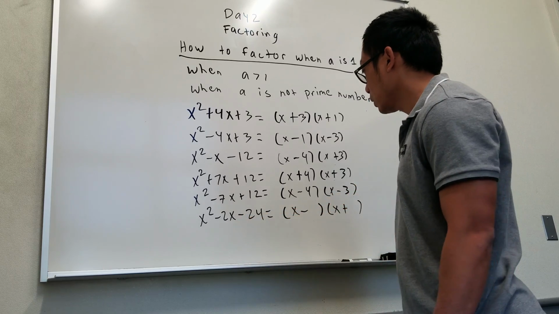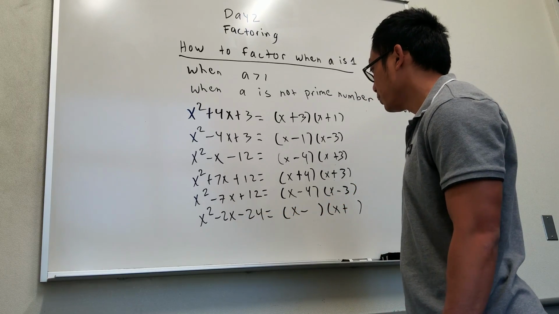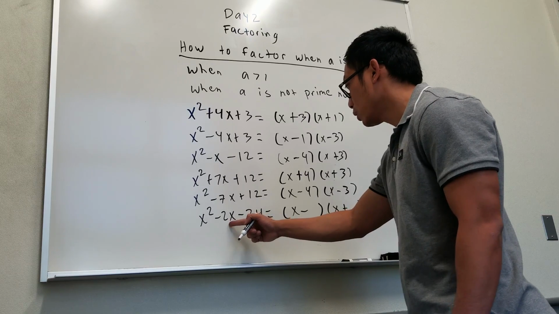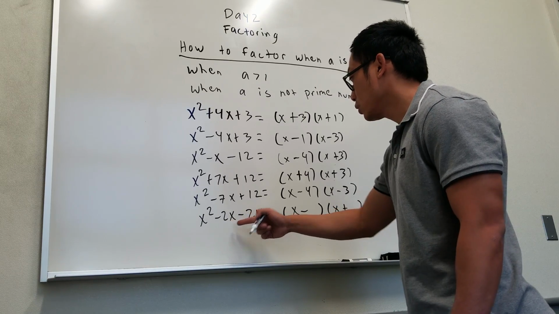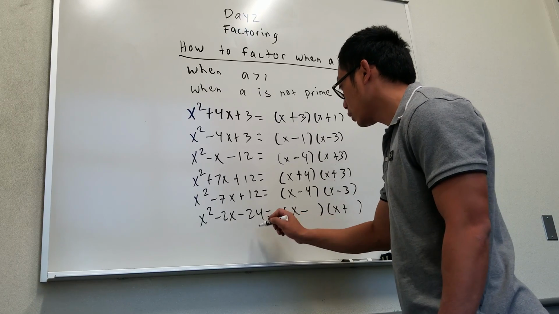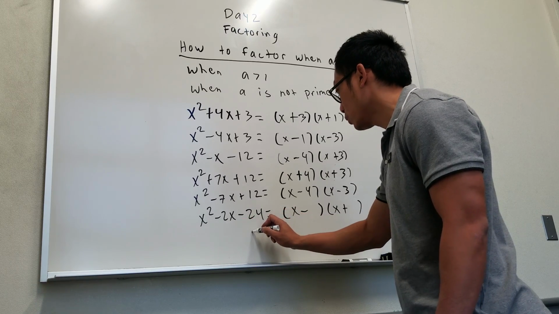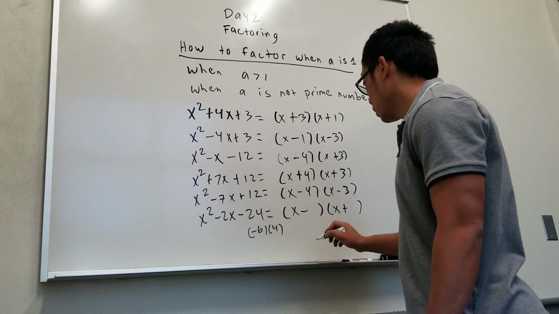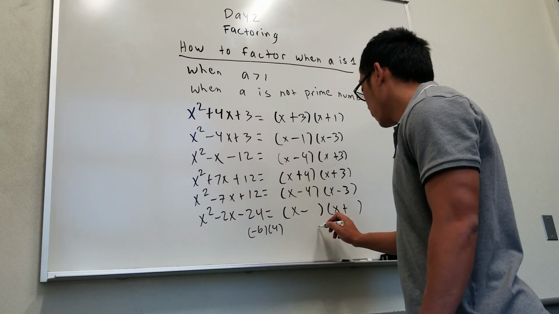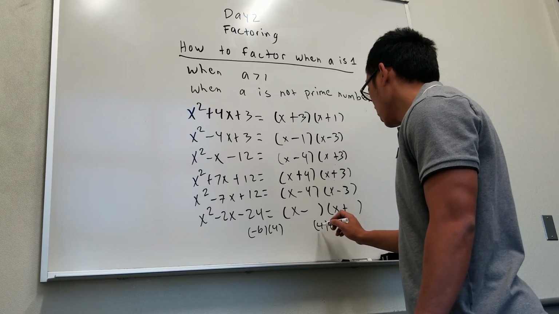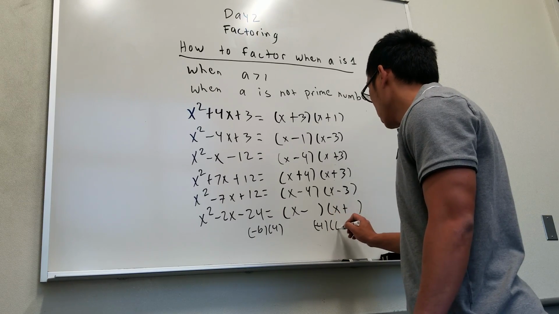Let's think about it. What numbers can we get to get negative 24? I know it's got to be close together. They're 2 digits apart, right? So what two numbers that multiply to 24 are 2 digits apart? There's only one combination to get negative 24. There's only what? Negative 6 times 4, right? And then there's going to be 4 times negative 6.